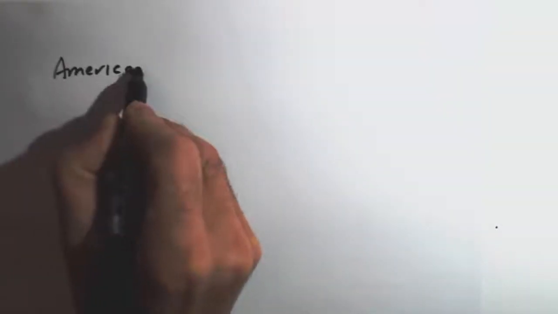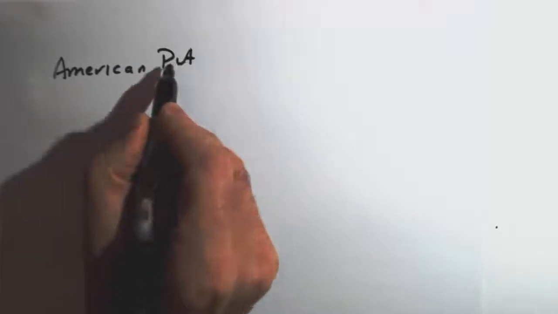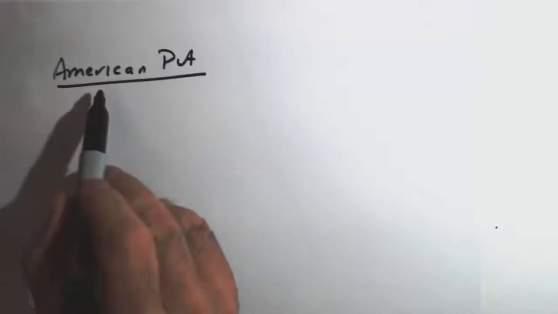Now let's take a look at an American put. You may not have caught it, but I just skipped an American call. Normally I do calls then puts, but in this case I'm skipping the American call. And why am I skipping the American call?